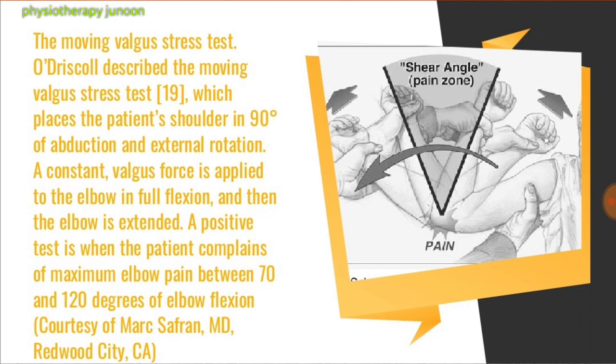The valgus stress test. Here is the advanced version of the valgus stress test, which is the moving valgus stress. O'Driscoll described the moving valgus stress, which places the patient's shoulder in 90 degrees of abduction and external rotation. A constant valgus force is applied to the elbow in full flexion. You see that here the therapist applies a constant force.